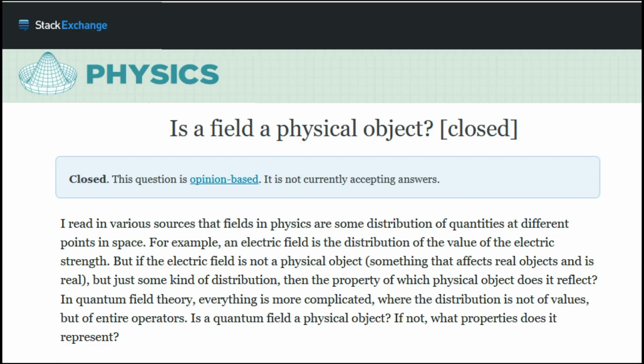And at the Stack Exchange, like I was saying here, someone asked that question, says, is a field a physical object? And they closed the question. Nobody can put any more comments there, okay? And the guy asked, I think, a decent question, is a field a physical object? And they didn't like the question. They said it amounted to opinions in the end. And so they said, well, we're going to shut this question down. So the important questions they shut down.